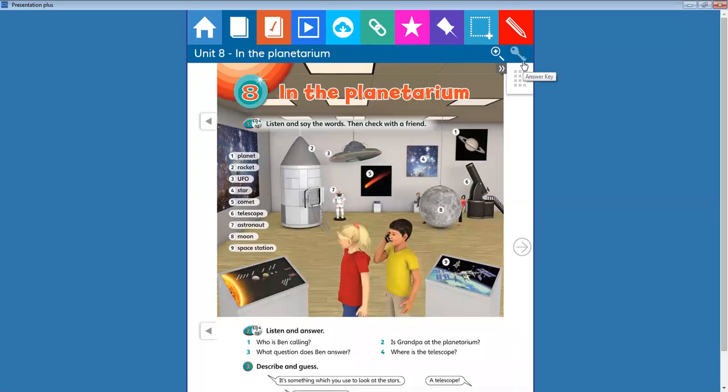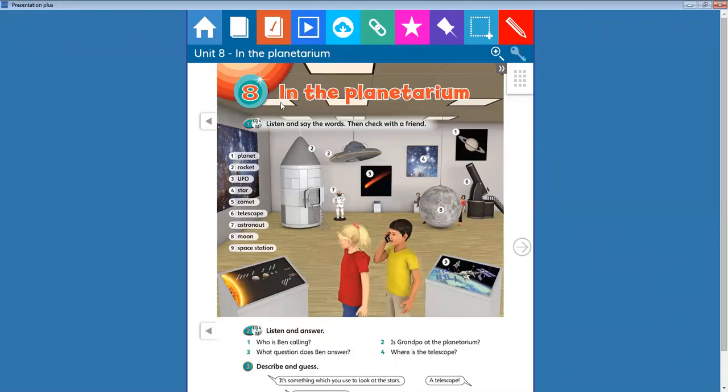Today we are going to see another unit, unit number 8, in the planetarium. What is the planetarium? Look at this place here. It contains so many things that are related to space: astronauts, a rocket, planets, a telescope, some pictures about space. In this unit, we are going to learn vocabulary about space.